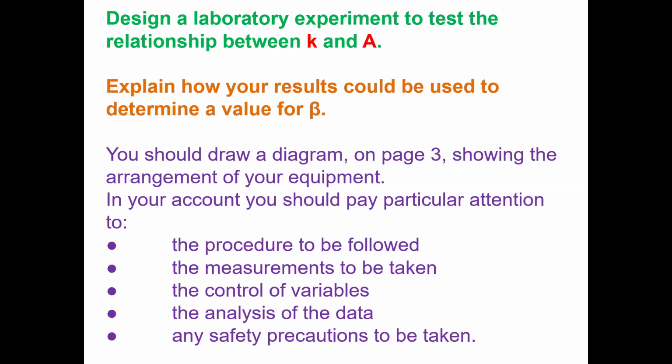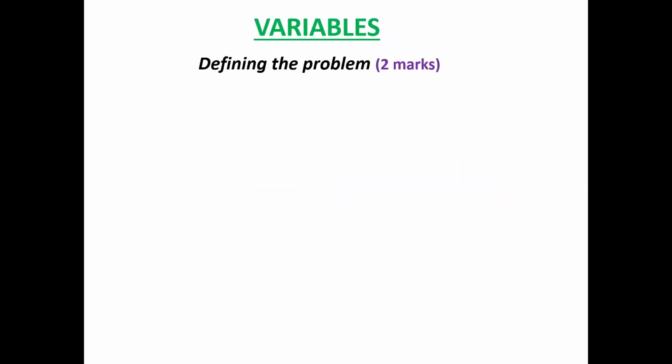Beta is a constant. He said the procedure to be followed, measurements to be taken, control of variable, analysis, etc. are always there. Now, the first heading is variables. Variables should be defined at the start. So give a side heading: variables.